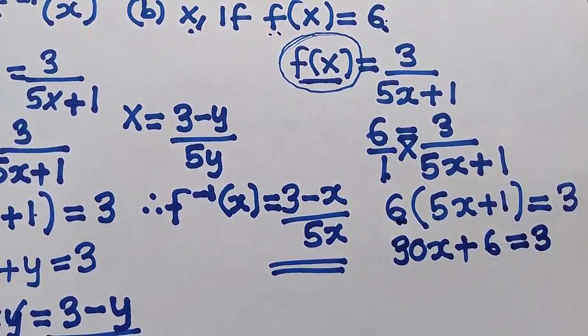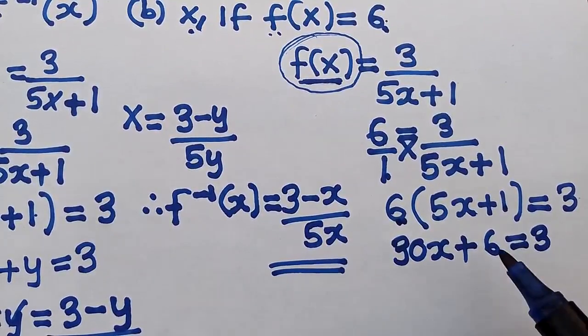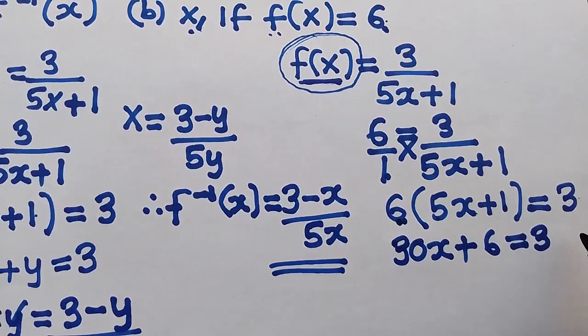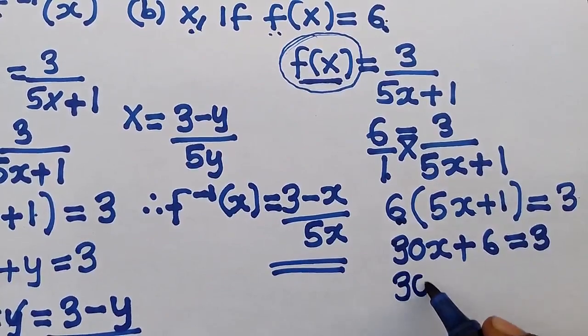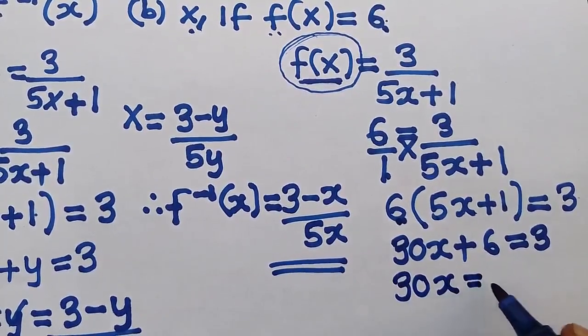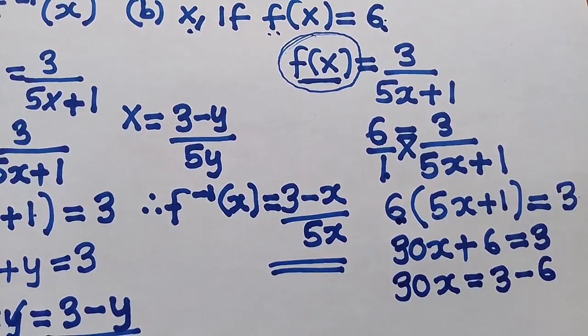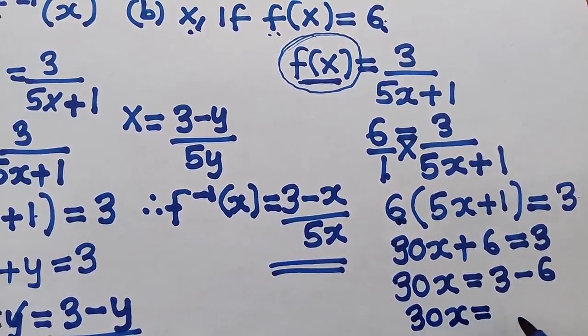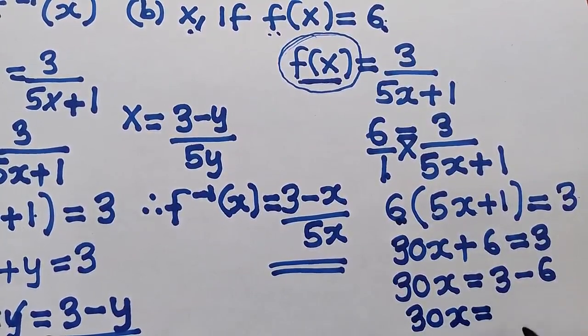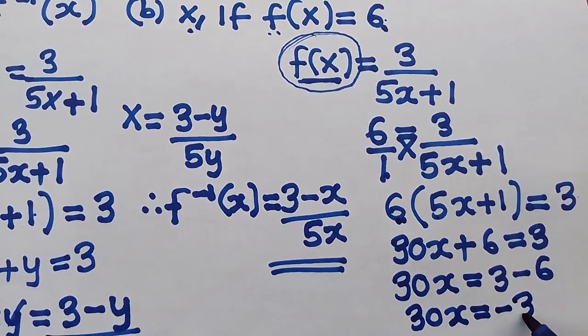From here, what's the next thing? You group like terms. This 6 will go to the other side of the equation. You are going to get 30x, which is equal to 3 minus 6. This is what you are going to do. So we are going to say 30x is equal to what? Is equal to negative 3.